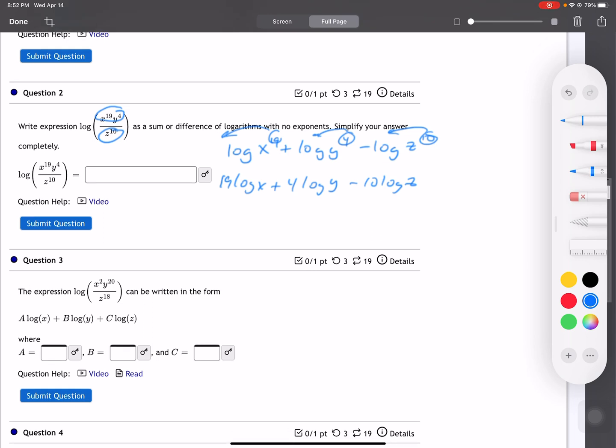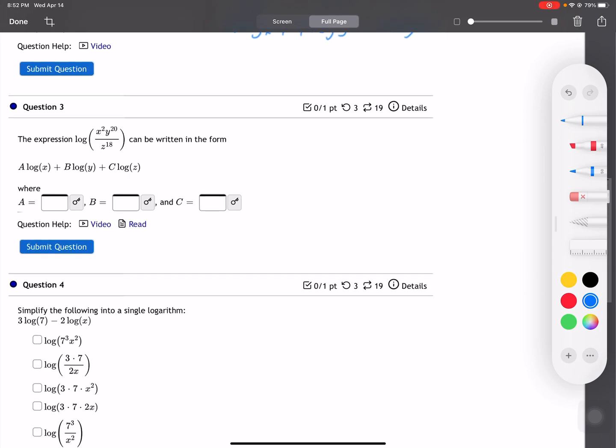Yep. Our next one is the same type of problem, except they want you to enter it a little differently. What happens to our exponents going down? What happens to those exponents? If we rewrite this as log of x squared plus log of y to the 20th minus log of z to the 18th power, the exponents coming down, we end up with 2 log of x plus 20 log of y minus 18 log of z. So our a value corresponding to the first term would be 2. Our b term corresponding to the y value would be 20. And our c term corresponding to the z would be negative 18.